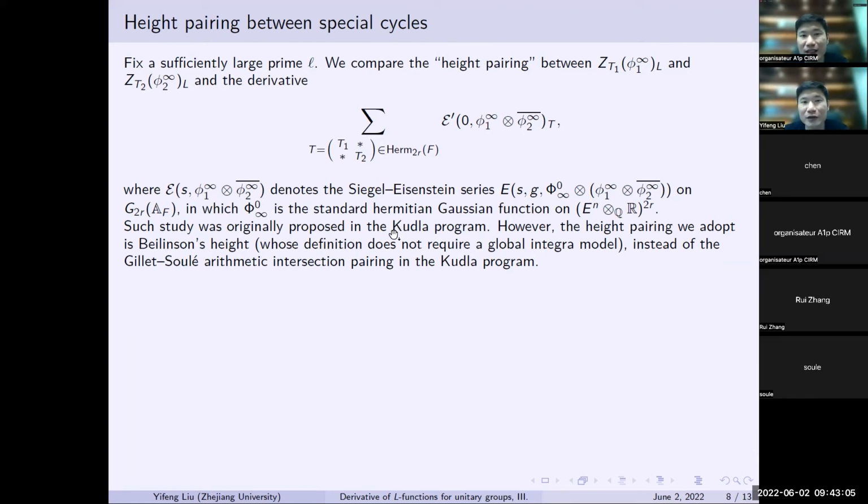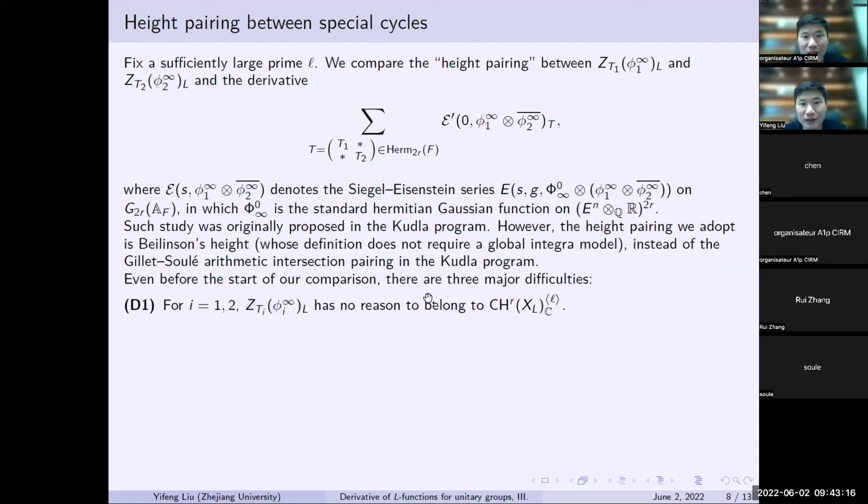However, there are several difficulties even before we do this. Even before the start of our comparison, there are 3 major difficulties. The first one: this cycle, Z(T_i, φ_i), has no reason to belong to this subgroup of L-cohomologically trivial cycles. So you have no way; if it doesn't belong here, it doesn't make sense to talk about the Beilinson height at all.